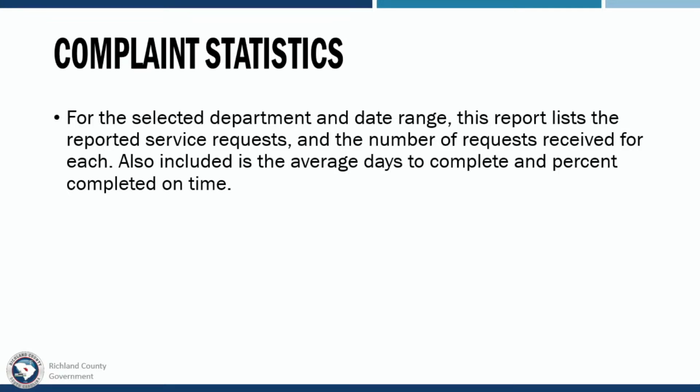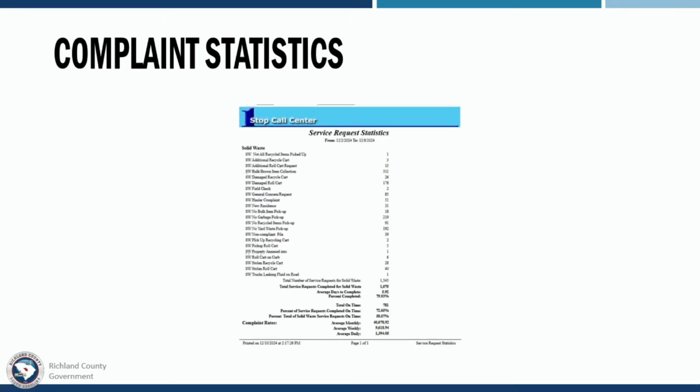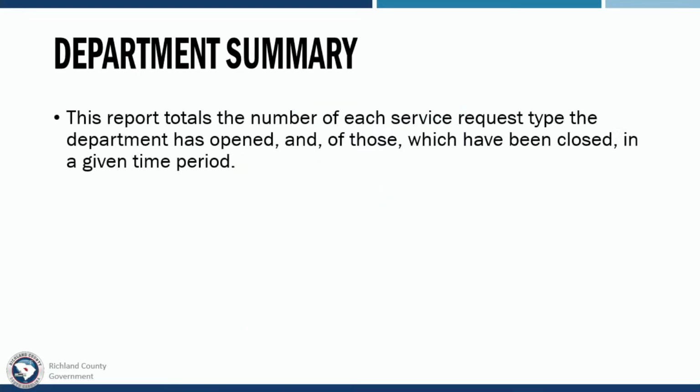Complaint statistics. This is one of the reports that shows us that you can get information in a given time frame in the department. It lists the service request types and it lists the service request number, and it shows the average days to completion and the percent that has been completed. The department summary. This report totals the number of service request types and the ones that are open and closed in a given time frame.